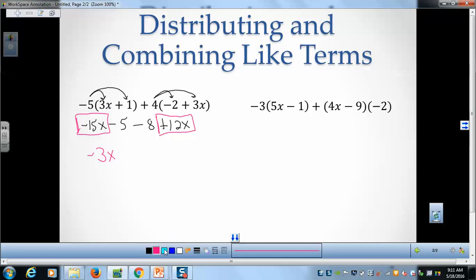Then I want to move on to my number terms. I have negative 5 and a negative 8 here. And once again, I just combine those just like they look. So negative 5 minus 8 would be negative 13.